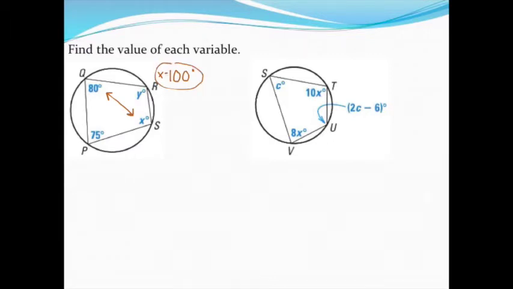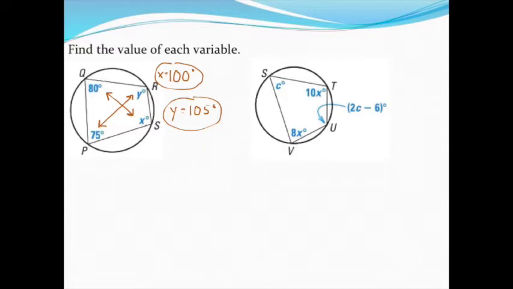Okay? Because both opposite angles are supplementary, I can do the same to find y. I have to think, what would I add to 75 to make 180? Well, that's going to be 105 degrees. So there's a very simple example. Let's take a look at a couple more that are slightly more complicated.